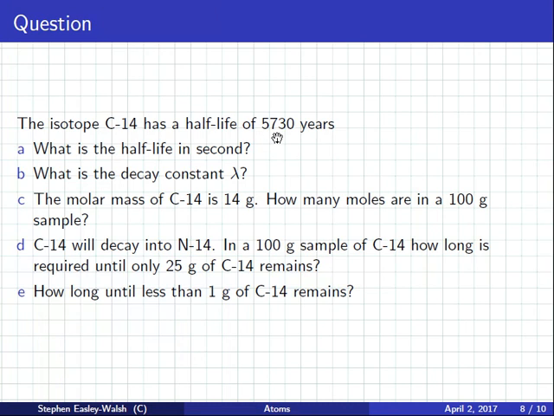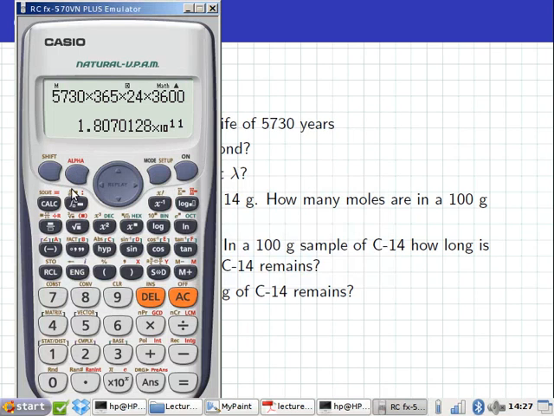Right, what is the decay constant? So how do we get the decay constant? Log 2 over this. So I don't want to lose this. Shift store A. Okay. Log 2 over A.